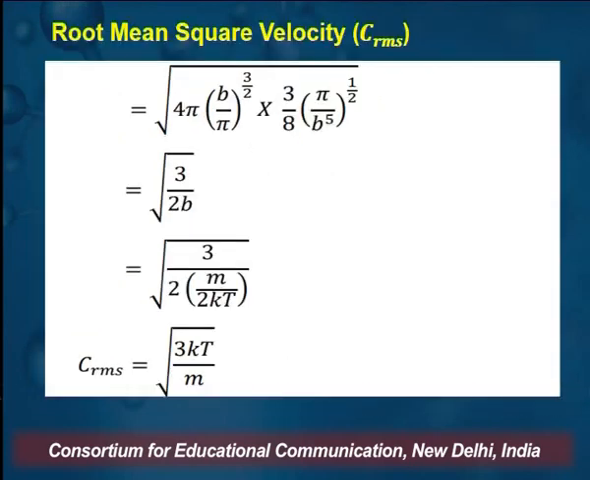So let us simplify the expression further. The value of the integral is 3/8 √π by b^(5/2). So simplifying, we get root of 3 by 2b. What is b? b is m by 2kT. So substituting the value of b, we get C_RMS is equal to root 3kT by m. 3 is a constant, k is a constant, T is the absolute temperature, m is the mass of a single gas molecule.